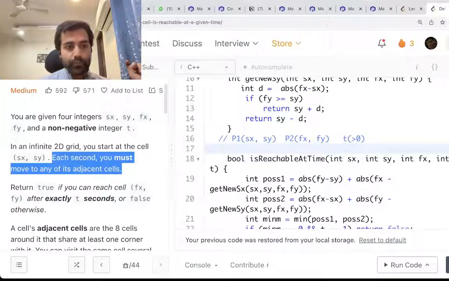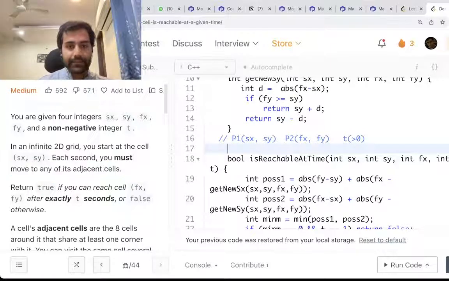It says that each second you must move to any of the adjacent cells. So what is the meaning of adjacent cell? Adjacent cell means the neighbors. If you look at any point in the space, then its adjacent points are east, west, north, south, which is right, left, top and down. But apart from that, you also have the four adjacent cells along the diagonal, right? So if there is a point which I call i comma j, then there are multiple adjacent cells to it.